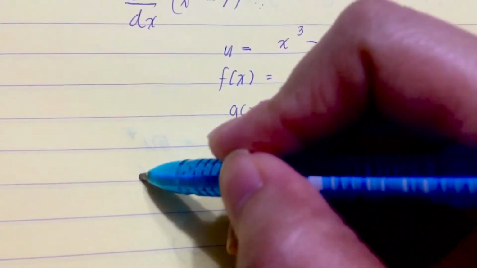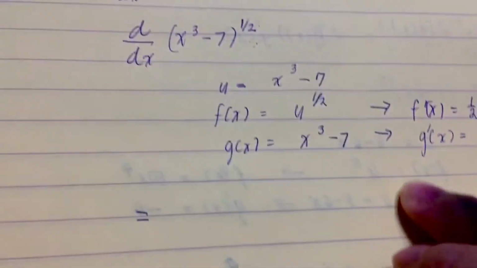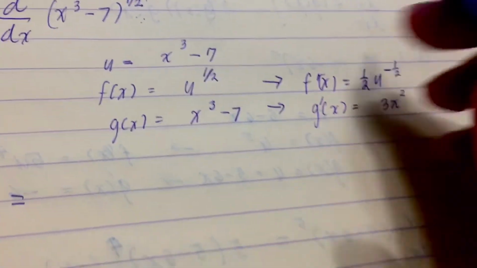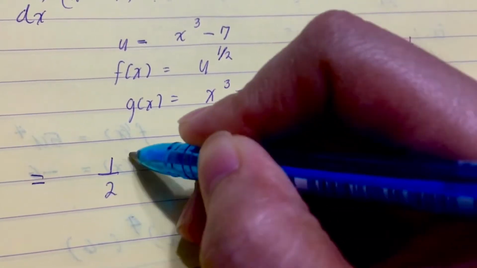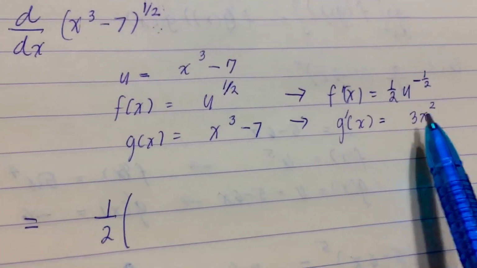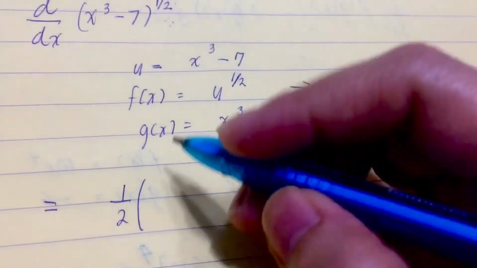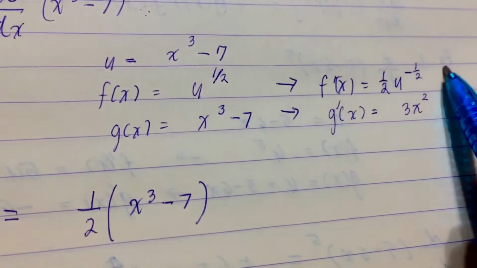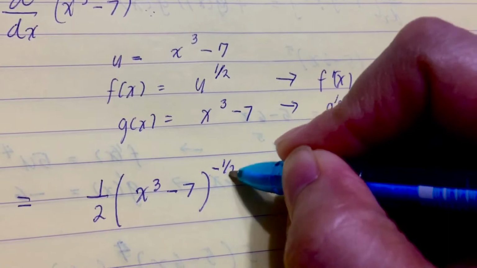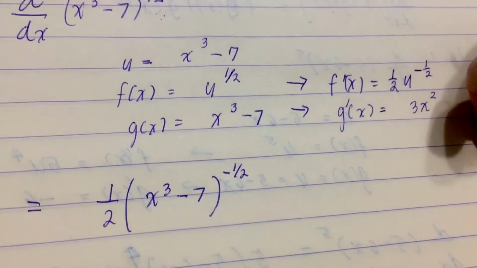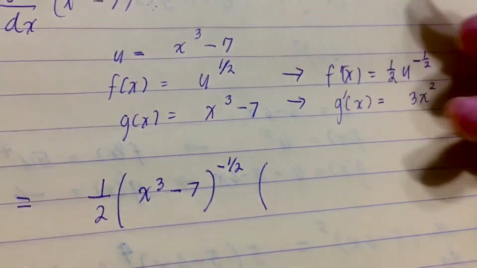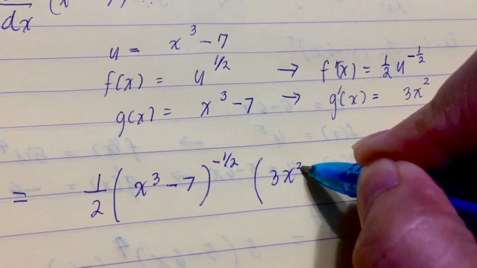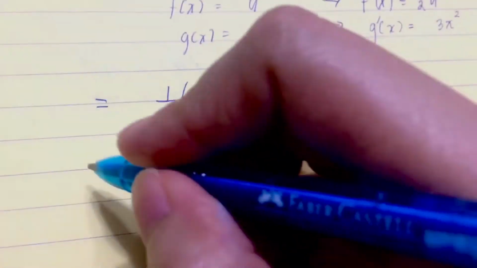Then let's substitute the values into the chain rule. So the derivative of f of x is 1/2 multiplied by u, which is x cubed minus 7, raised to negative 1/2, multiplied by the derivative of g of x, which is 3x squared, then simplify.